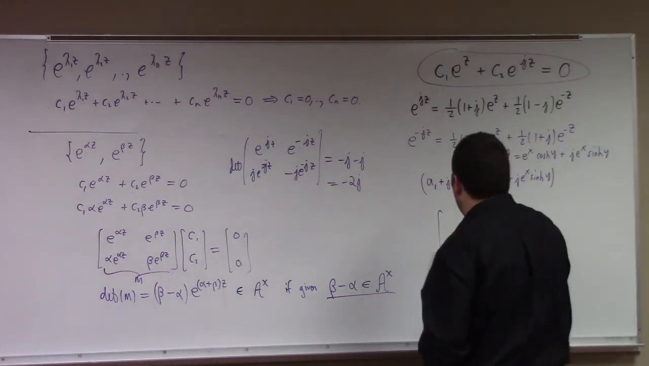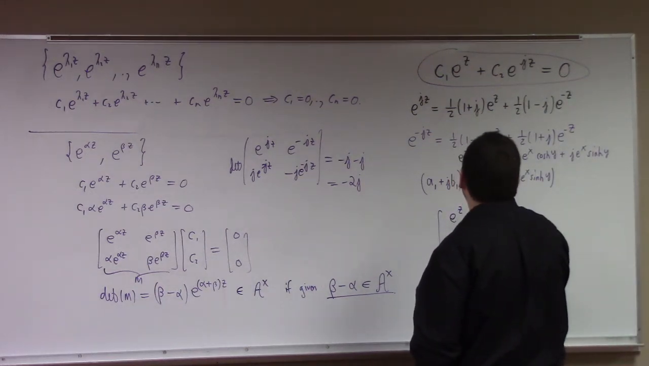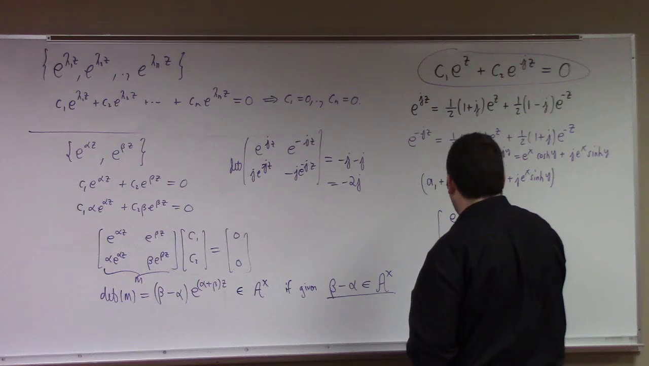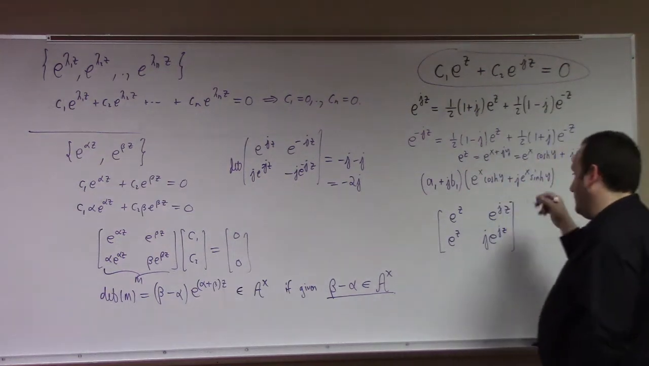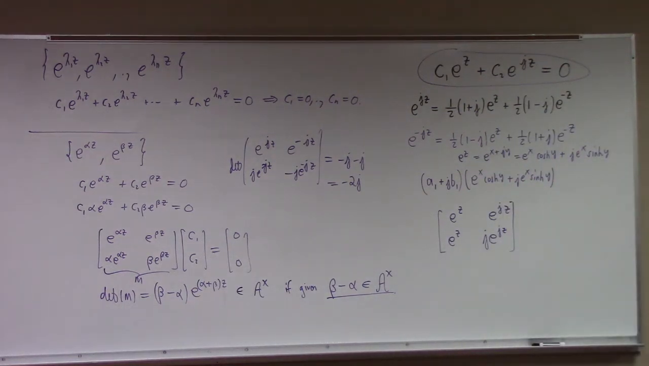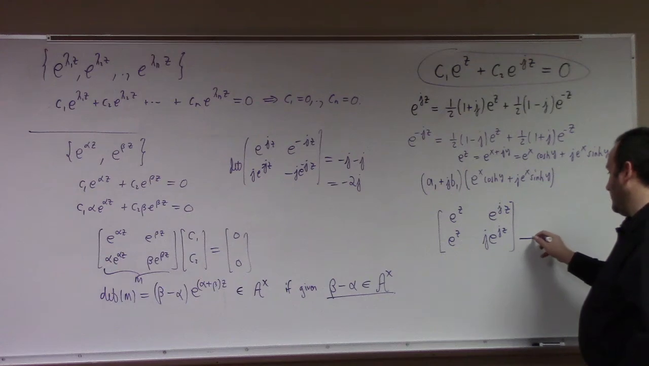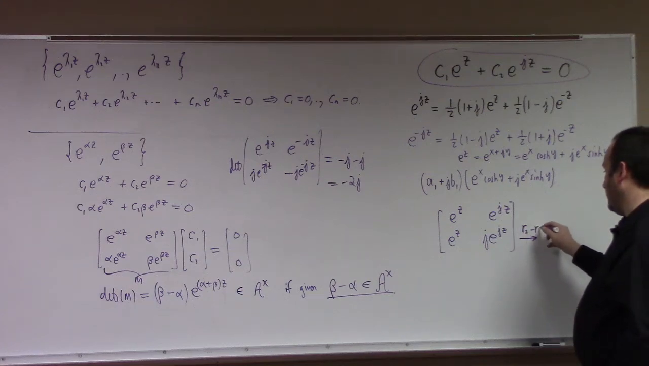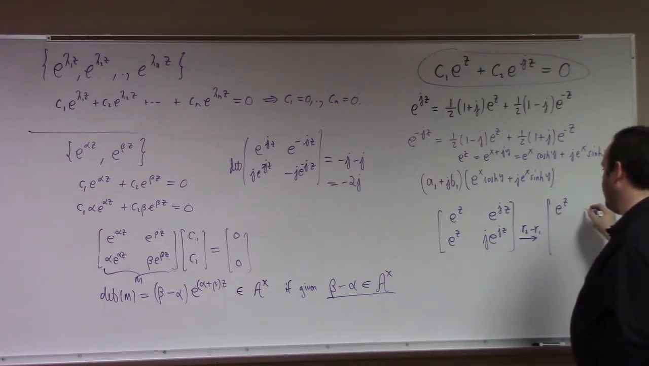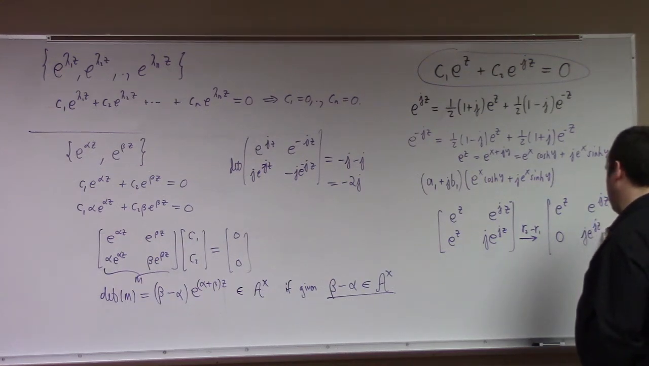I guess I could try to do a matrix calculation. We've got e to the z, we've got e to the jz here, right? We've got e to the z and e to the jz down here. And you can do row operations to these. I would do row 2 minus row 1, right? Zero, and then we get what? j e to the jz minus e to the jz, yeah?